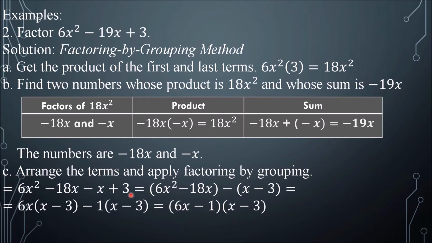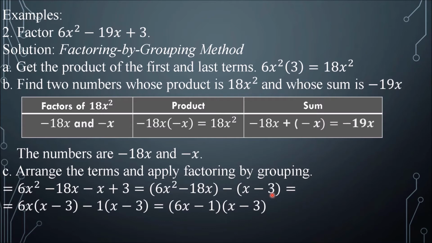And then plus 3, plus 3. Now we group 6x squared minus 18x. That's the first group. Now negative, we extract negative. That's why the second group is x minus 3, because if we distribute negative, that's negative x. Negative times negative, positive 3. So we extract negative in order to isolate the second group.